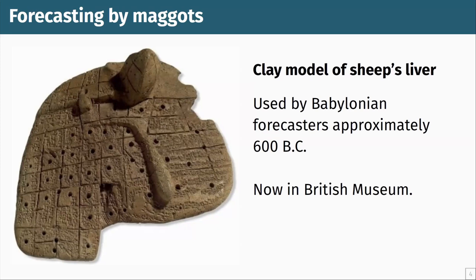And so that's divided into 55 sections. You can see the squares there. And if maggots were in a certain section, it meant something. And if they're in a different section, it meant something else. And so that was the software, if you like, used by the early Babylonian forecasters. Our forecasters don't have quite as many bugs in it, at least not deliberate bugs, but we also use tools to help us do forecasting.